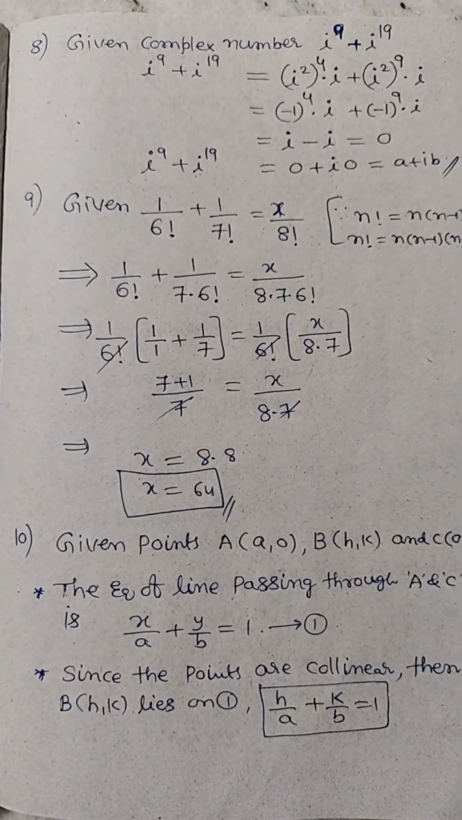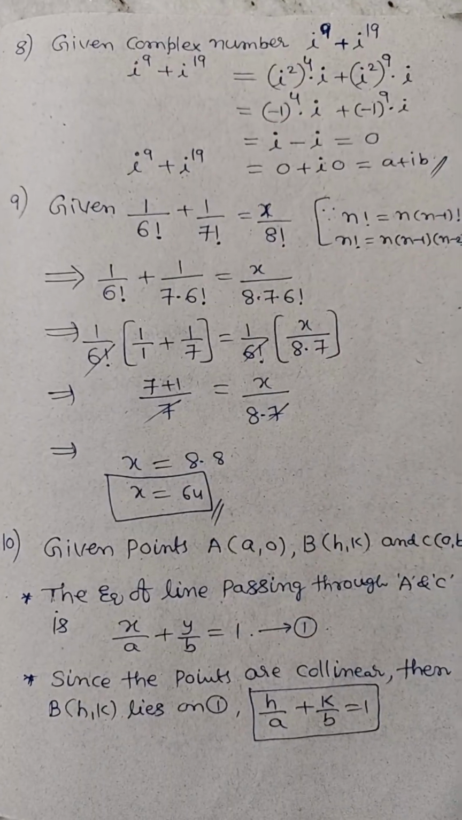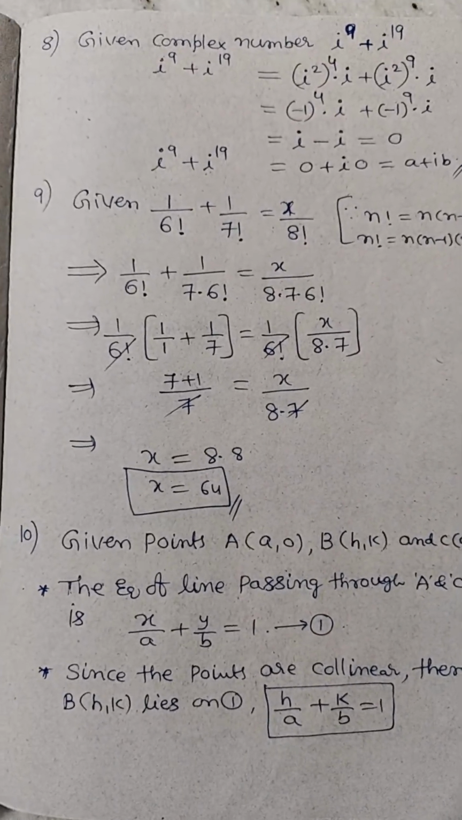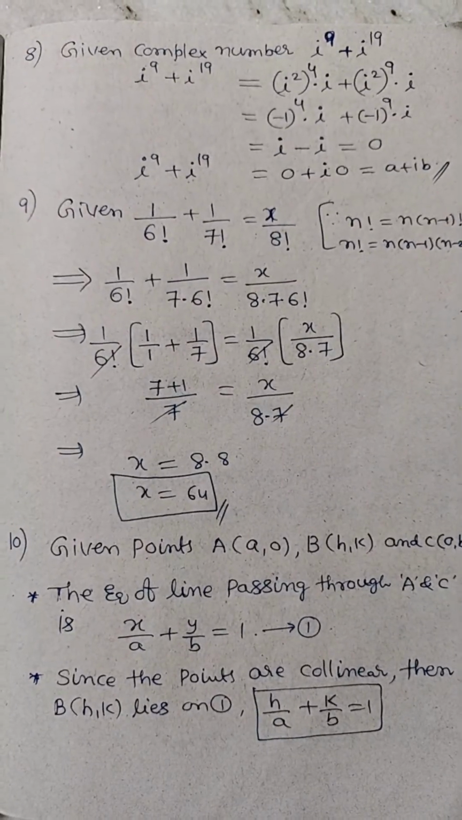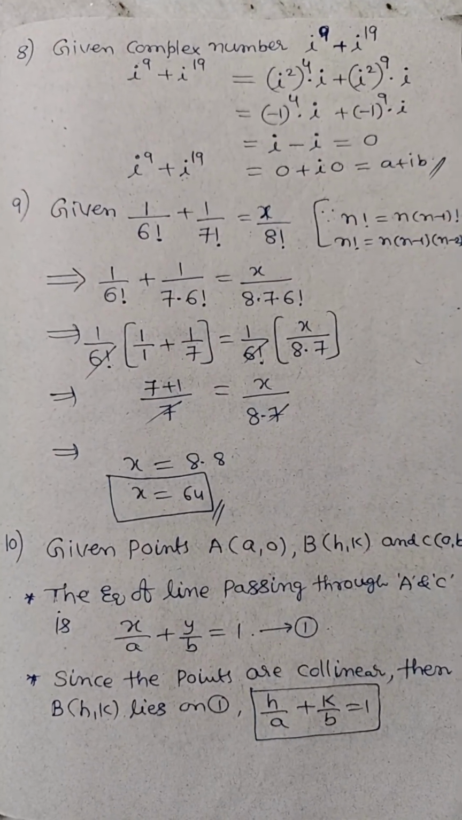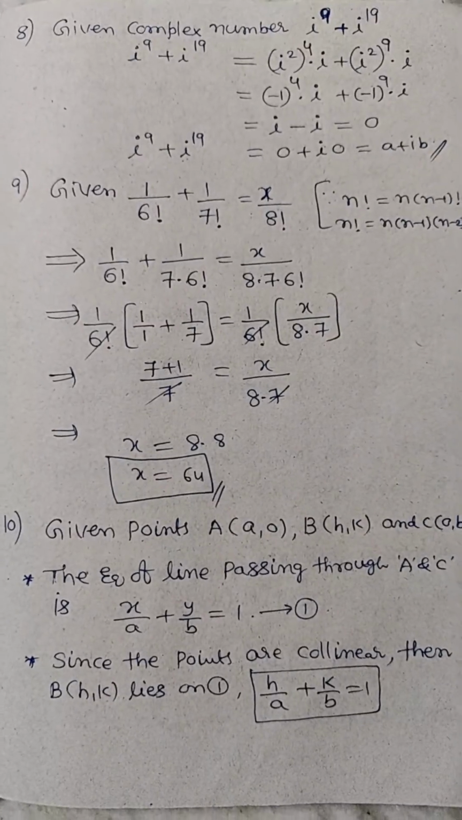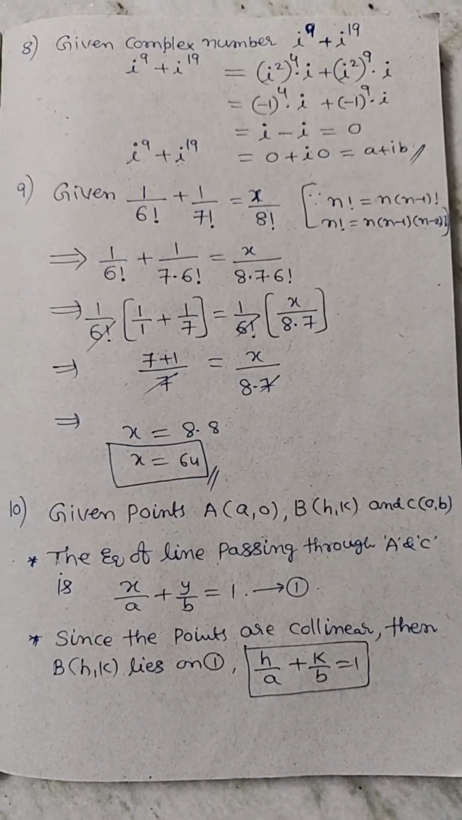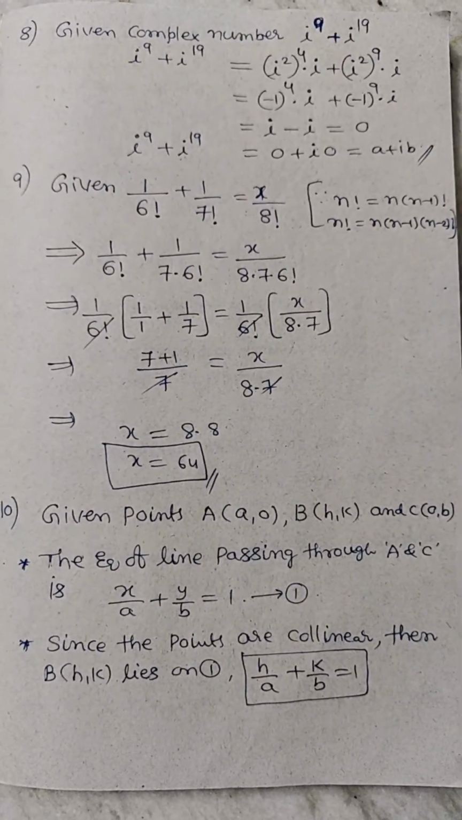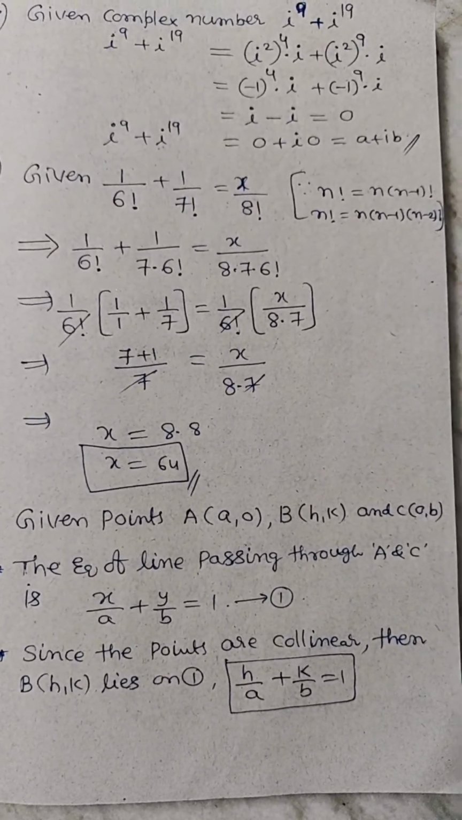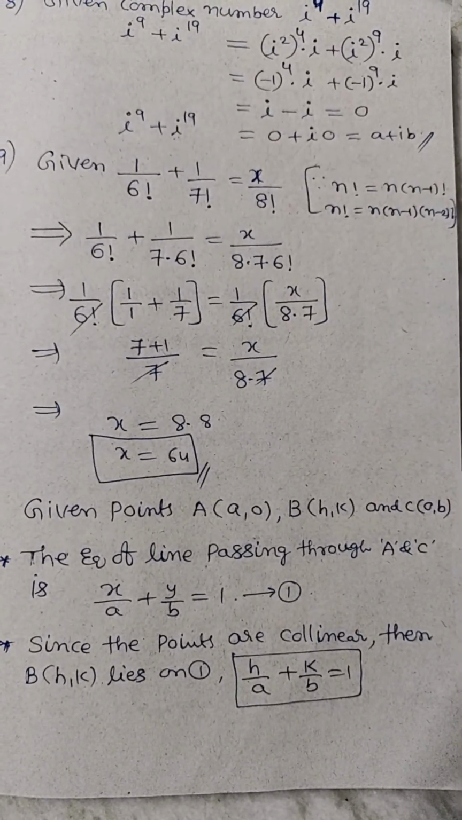But 0 can be expressed in a plus ib form. So 0 plus i into 0. So i power 9 plus i power 19 equal to 0 plus i into 0, which is equal to a plus ib. So hence the given complex number we expressed in that a plus ib form. Next, question number 9.